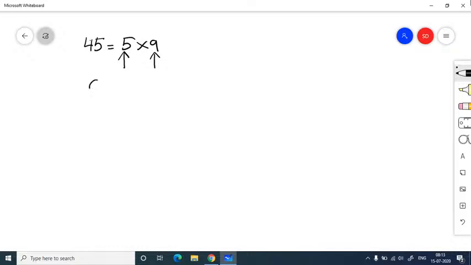Now another one was 6. Now 6 is 2 into 3, product of two prime numbers. We are seeing it in that way. So if it is divisible by 2 as well as by 3, then it is divisible by 6.